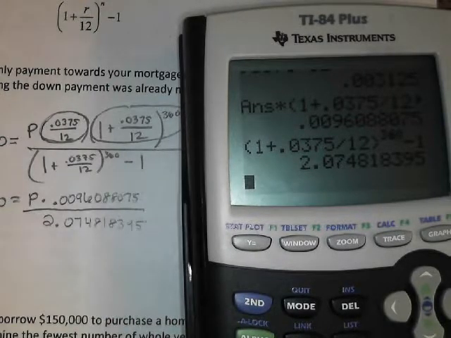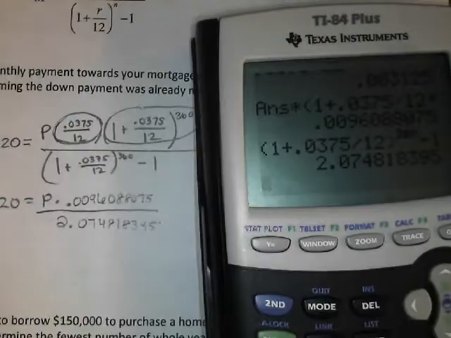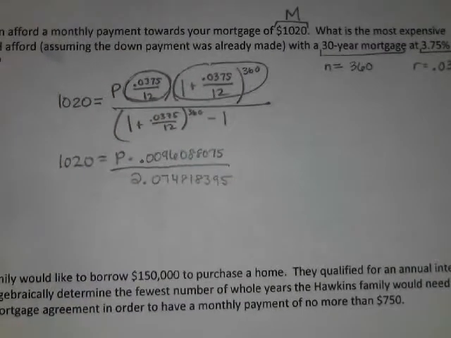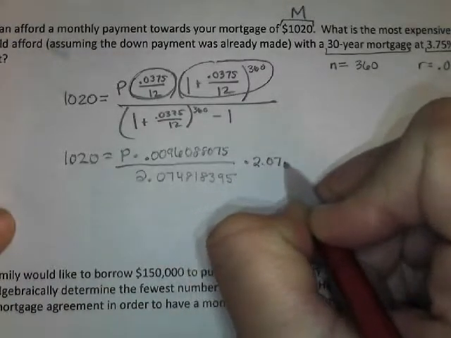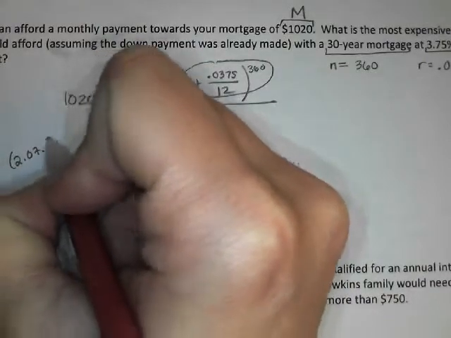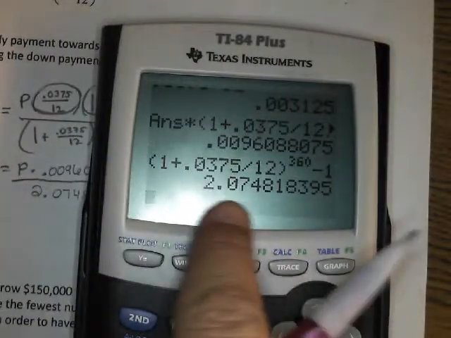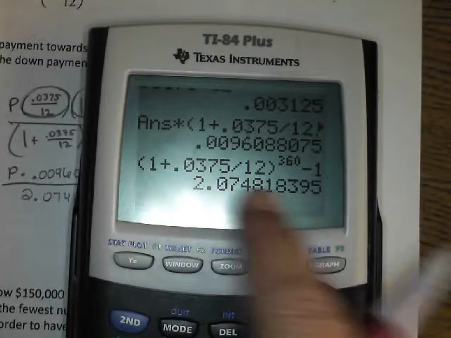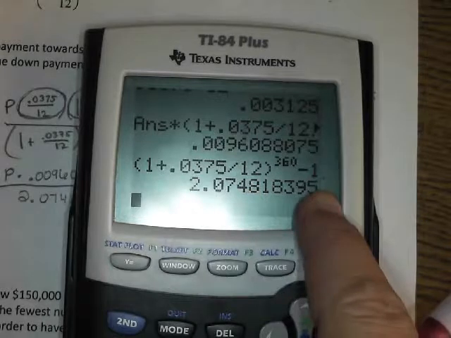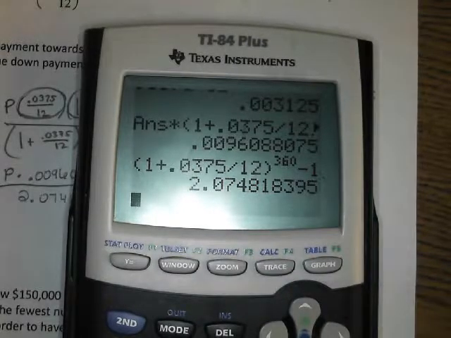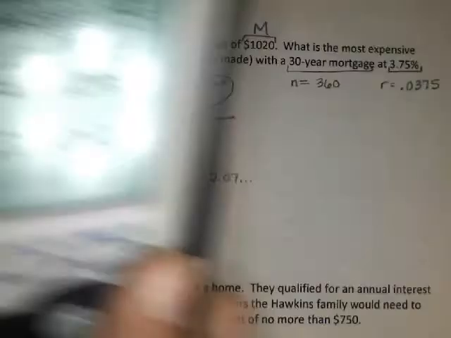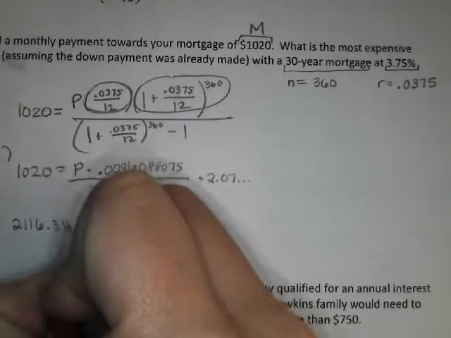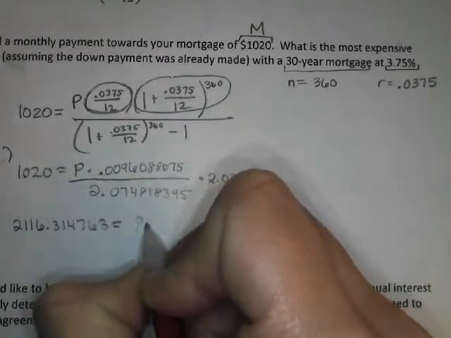Now, how do I get P all by itself? Multiply the denominator away, so I'm going to multiply by 2.07 yada yada on both sides. Now on my calculator, I've got that 2.07 stored in there. And I want to use that exact number. Even though I wrote down the whole thing, I still chopped off some of it at the end, because the calculator chopped off some of it to fit it. Calculator screen is only so big. So that number times 1020 gives me 2116.314763 equals P times the .0096 number.